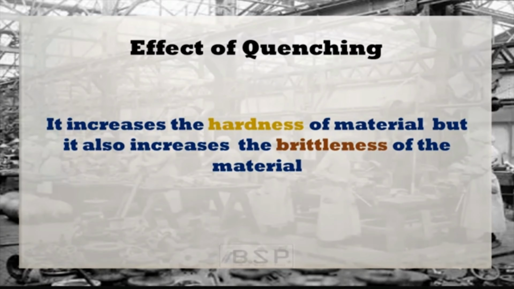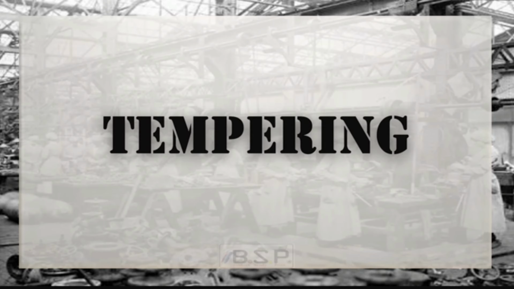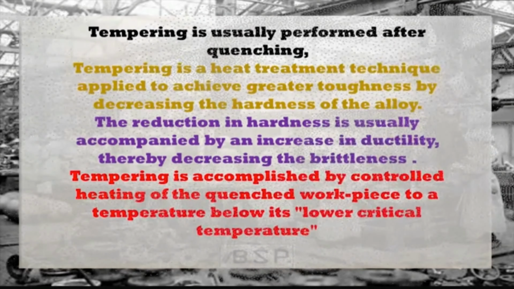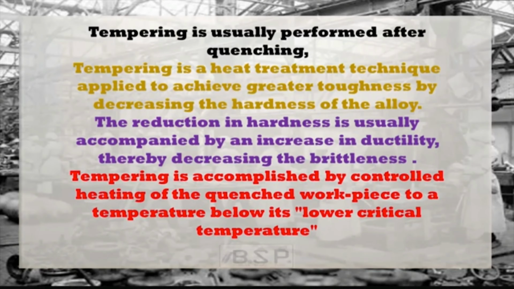The third type is tempering. Tempering is usually performed after quenching. So first we perform quenching and then we perform tempering. Tempering is a heat treatment technique applied to achieve greater toughness by decreasing the hardness of alloy. The reduction in hardness is usually accompanied by an increase in ductility, thereby decreasing the brittleness. Tempering is accomplished by controlled heating of the quenched workpiece to a temperature below its lower critical temperature.